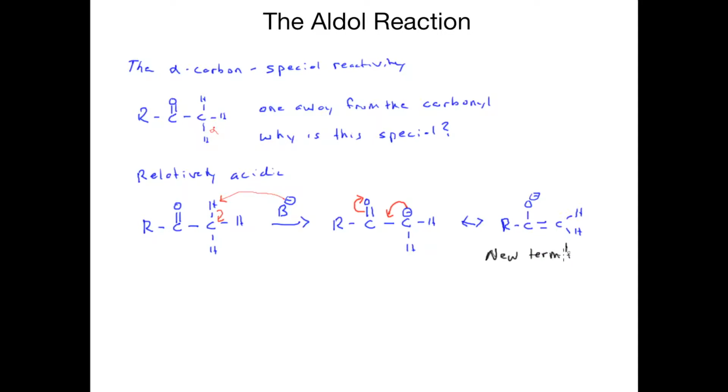And so this leads us to basically a new term. What I've formed when I do this is what we call an enolate. So I have basically a carbon-carbon double bond with an oxygen that has a minus charge. And now we're going to call that an enolate.